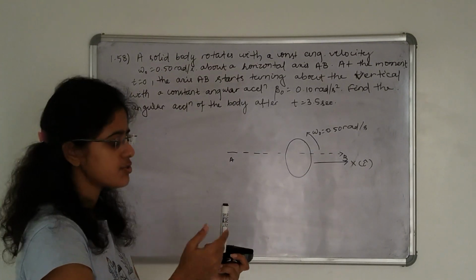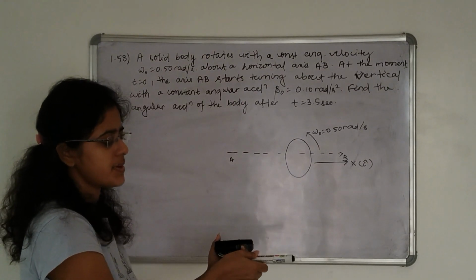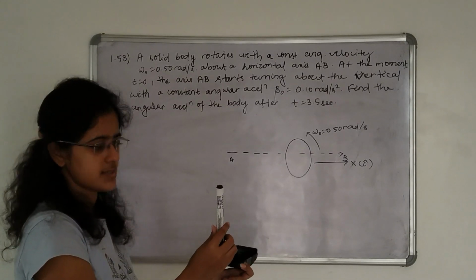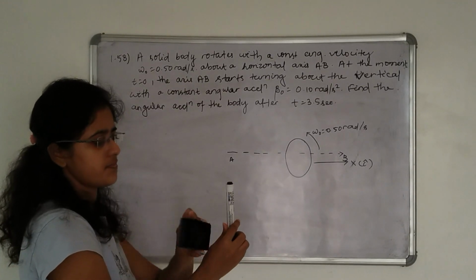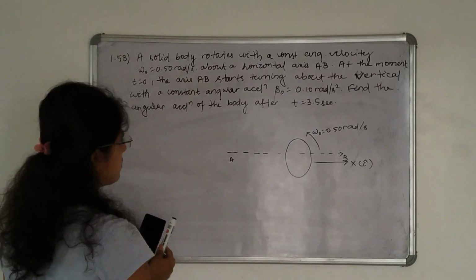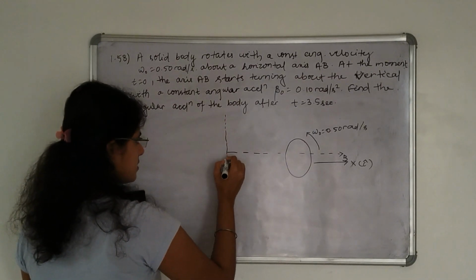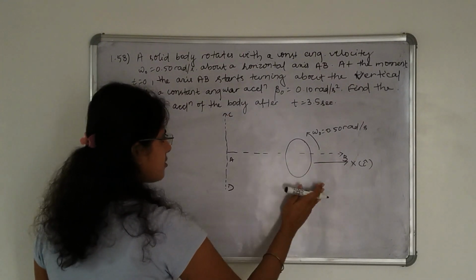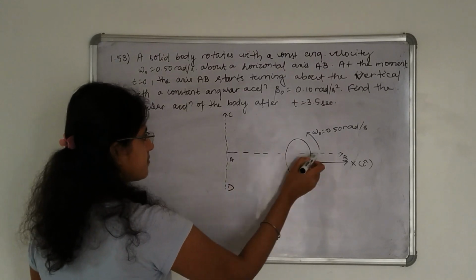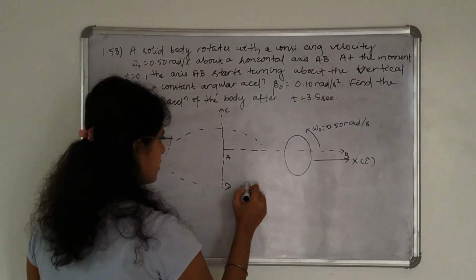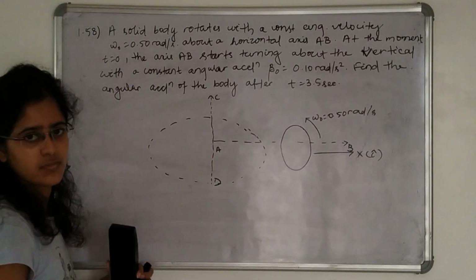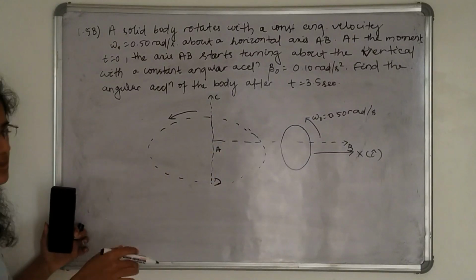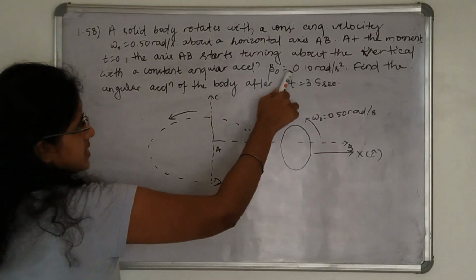But when time t is equal to 0, this x axis, this AB axis also starts rotating about the vertical axis, that is z axis. So let us consider this is the vertical axis and name this CD. So at t equal to 0, AB starts rotating about this CD. In this plane, it is rotating. It starts rotating with constant angular acceleration this much.